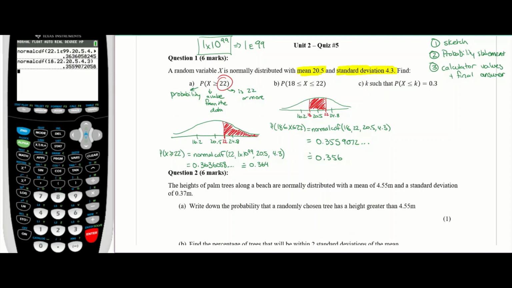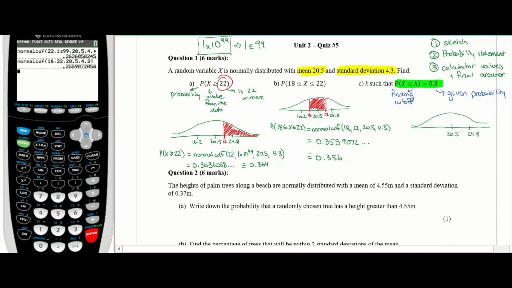Now, this situation here is a little bit different. The reason it's different is because we are given the probability, which in the previous examples, we were finding the probability. So we're given the probability, and we are finding the cutoff value. So the way we approach it is a little bit different, but the work remains the same. So we're still going to start with a sketch. Always has the same shape.